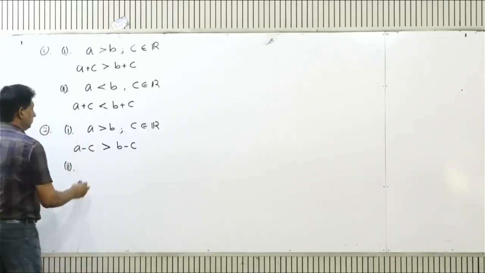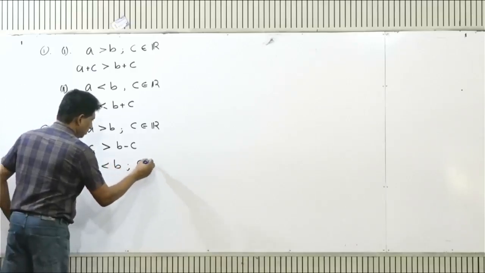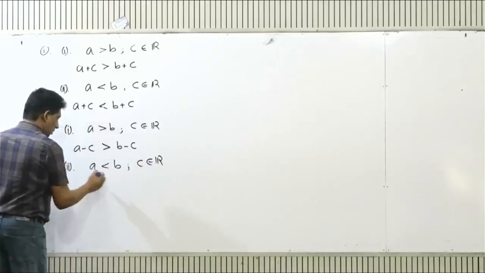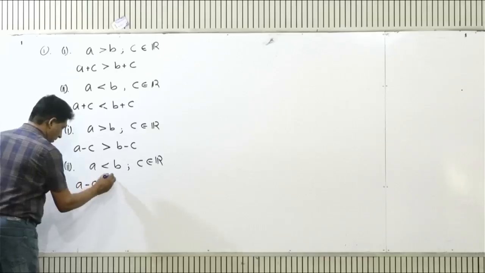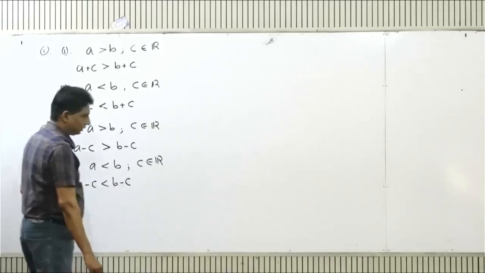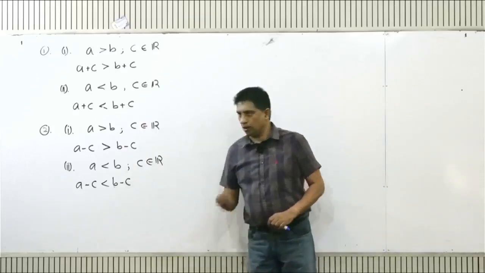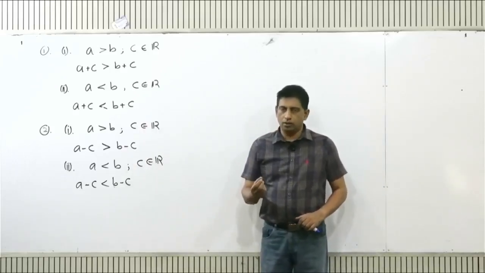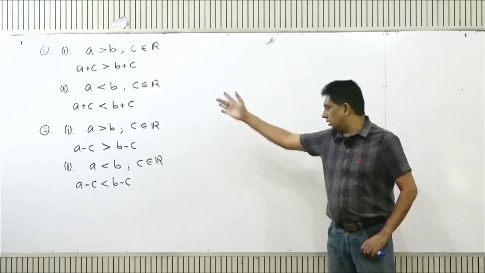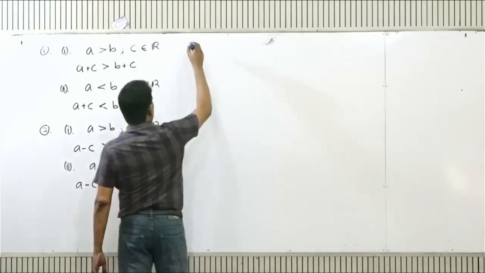Second one, if A is less than B, C is a real number, then we can subtract C from both sides, A minus C, here B minus C, then the inequality mark does not change. That is the second part. Now we can summarize this one. In any inequality, we can subtract the same real number from both sides. Then the inequality mark does not change. Right? Then third one.